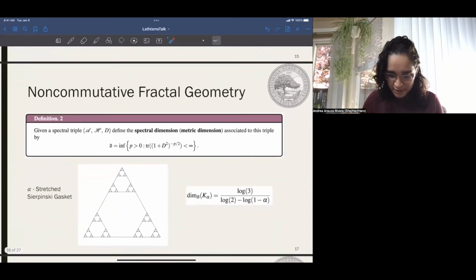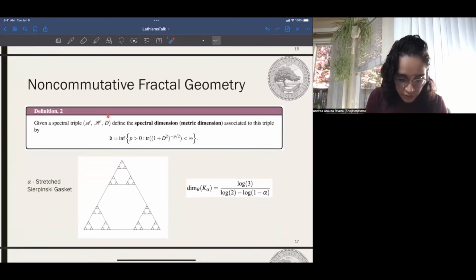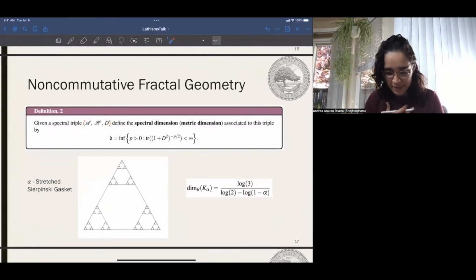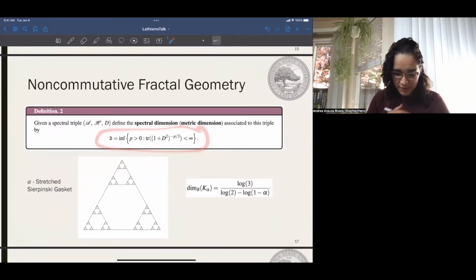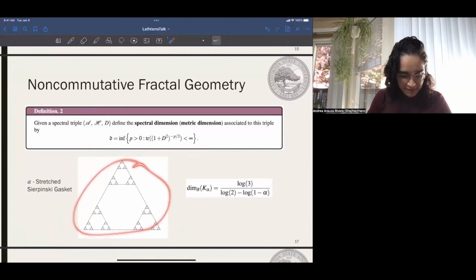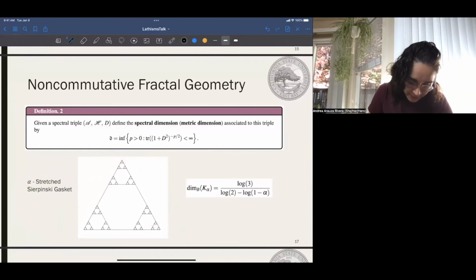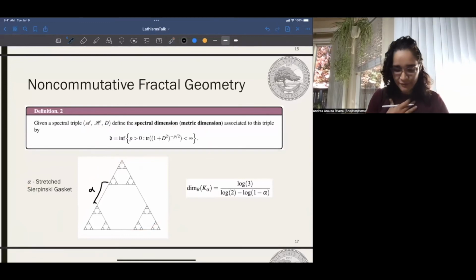So one thing one can do, for example, is use a spectral triple to define a notion of dimension. A notion of dimension that doesn't have to do with any sort of topological space, right? So this is one way that one can do that. This is a spectral dimension that depends entirely on just the spectral triple. For example, some of my results have been about this space, the Stretch-Sierpinski gasket of parameter alpha, where this alpha just refers to the length of that little interval right there.